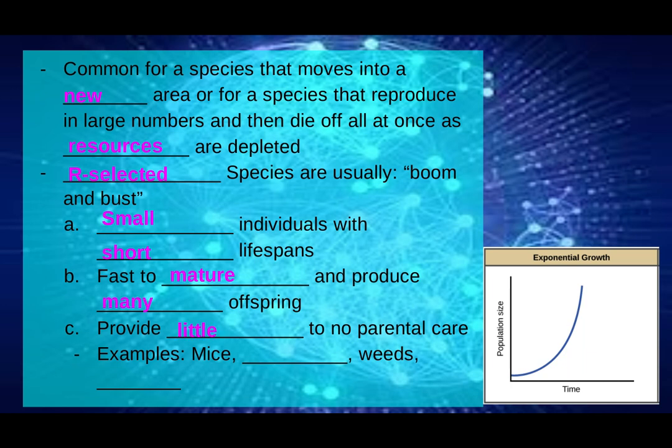So again, so many offspring, they might provide a small amount, but then once they get going, the offspring are on their own. So some examples are mice, rabbits, weeds, and bacteria. So again, exponential massive boom, and you see it increasing to no end.